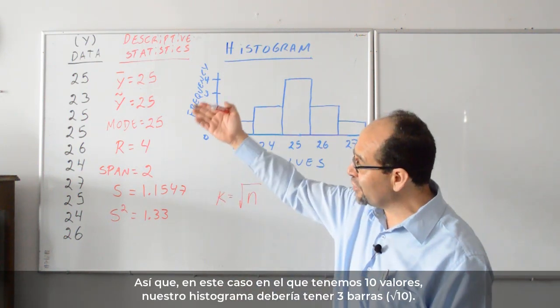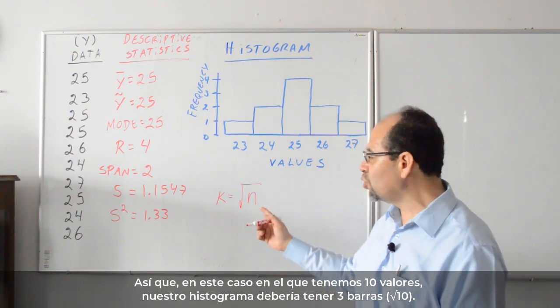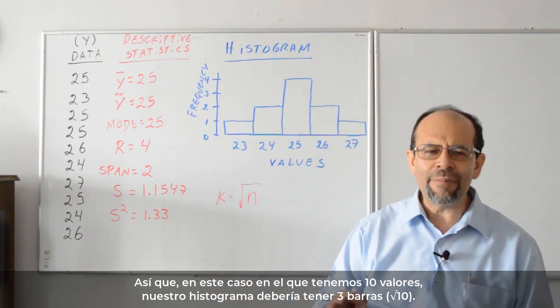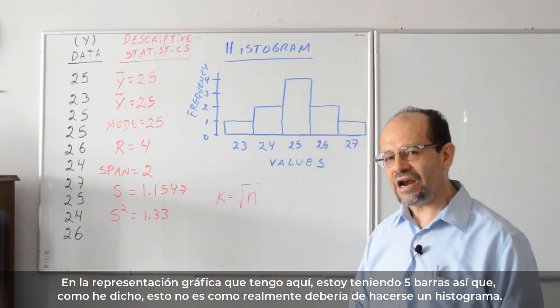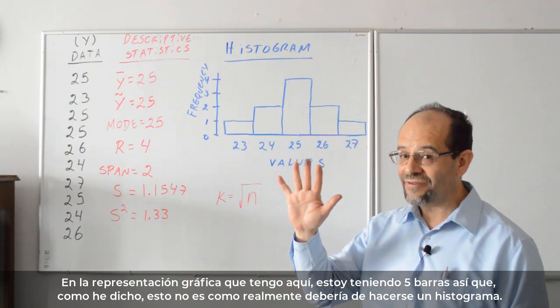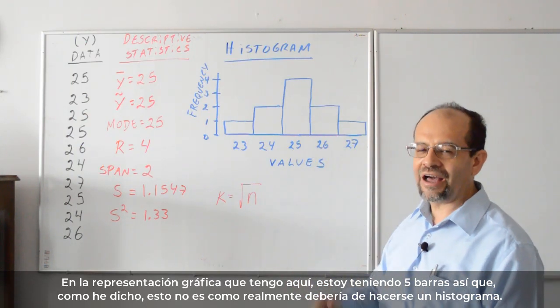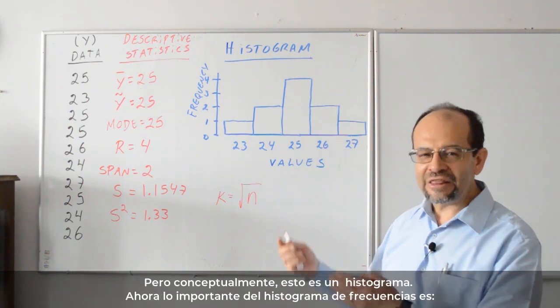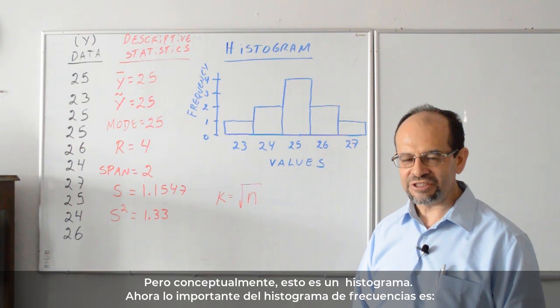So in this case, if we are having 10 values, our histogram would be a square root of 10. Then it will be about 3 bars. In the graphical representation that I'm having here, I'm having 5 bars. So as I have said, this is not really as a histogram should be. But conceptually, that is what a histogram is.